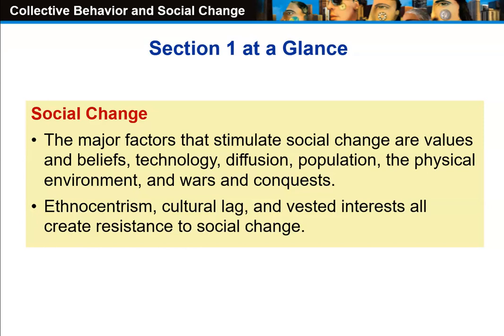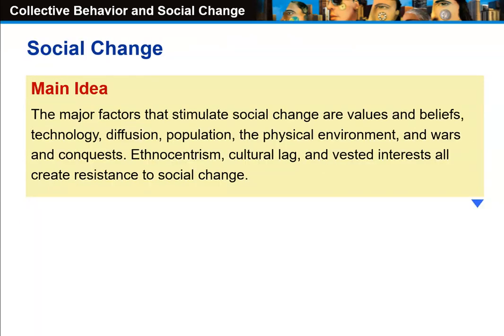Section 1, Social Change. The major factors that stimulate social change are values and beliefs, technology, diffusion, population, the physical environment, and wars and conquests. Then we're going to talk about ethnocentrism, cultural lag, and vested interests, which all create resistance to social change. Our main idea is that the major factors that stimulate social change are values and beliefs, technology, diffusion, population, the physical environment, and wars and conquests. Ethnocentrism, cultural lag, and vested interests all create resistance to social change.